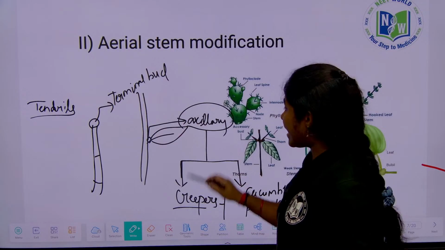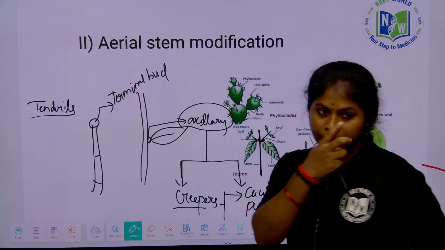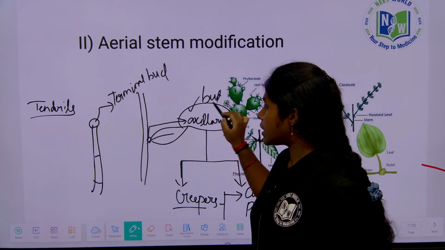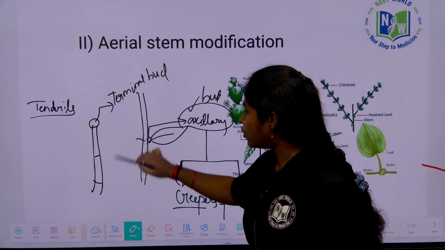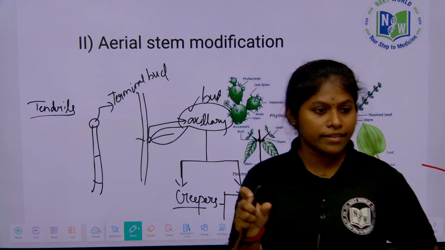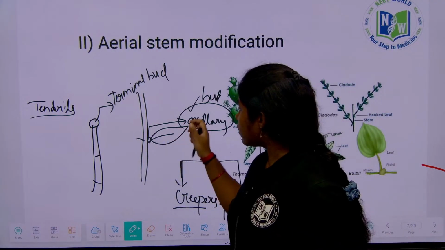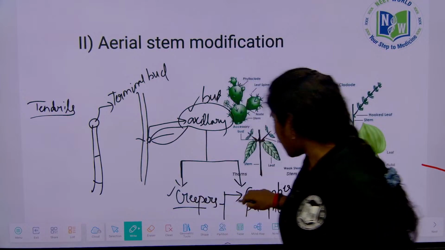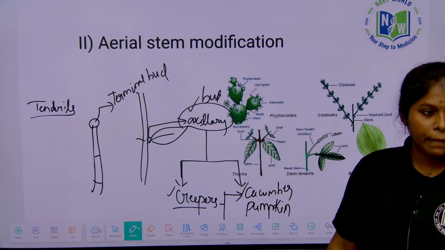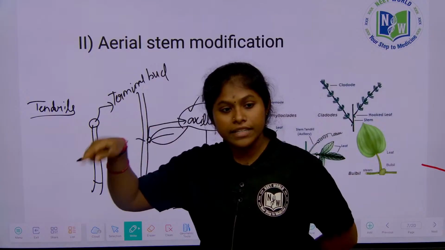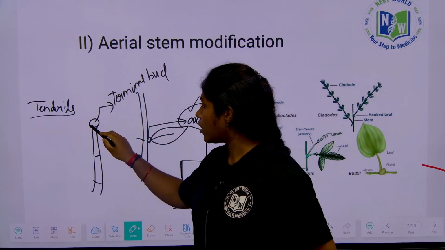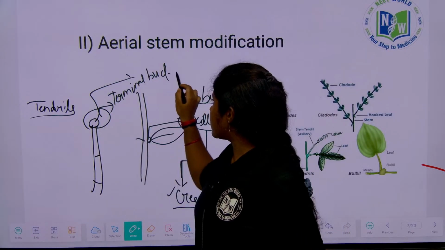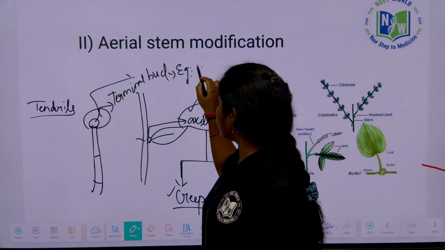Are they arising from the axillary bud or the terminal bud? The axillary bud, which is present at the tip or at the nodes, the nodal region. If the tendril arises from the axillary bud, the examples are all gourds, cucumber, pumpkin. If it arises from the terminal bud, what do we call it? It's a terminal tendril, and the example for this is grapevine.